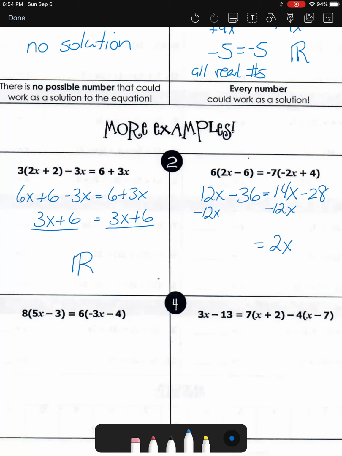We're going to end up with a 2x. Okay? I guess I could have been trading colors here. We're going to add the 28 over and add the 28 over, so that gives me an 8. And then we're going to divide the 2 out of there and divide the 2 out of there, and 4 is equal to x. So this is a conditional equation. It is only true if x equals 4.